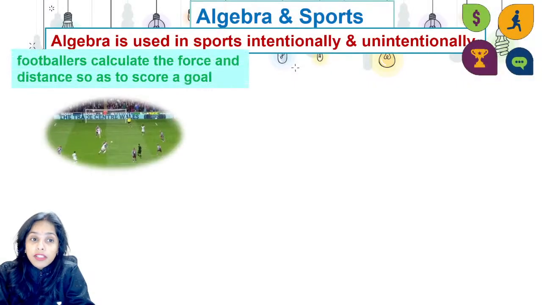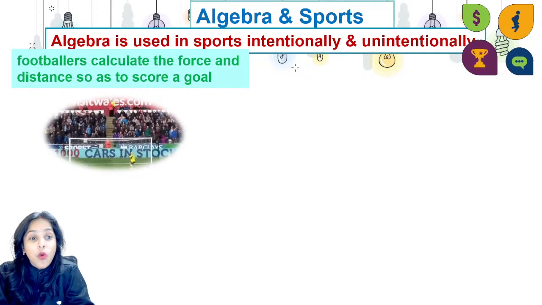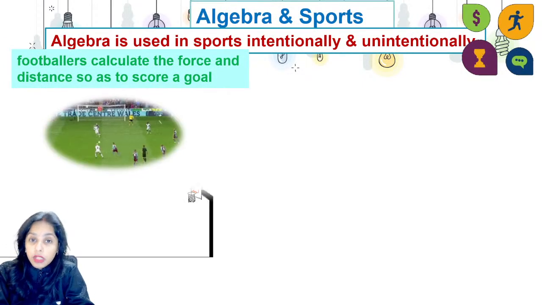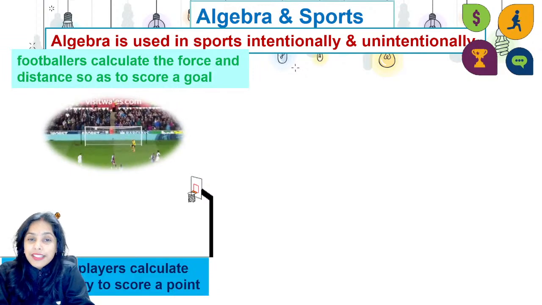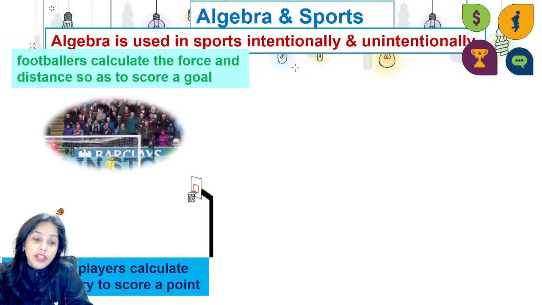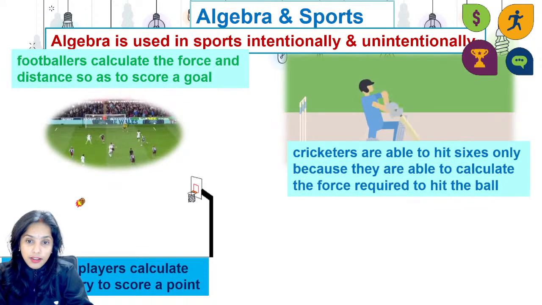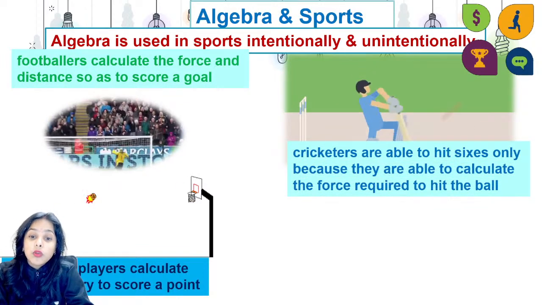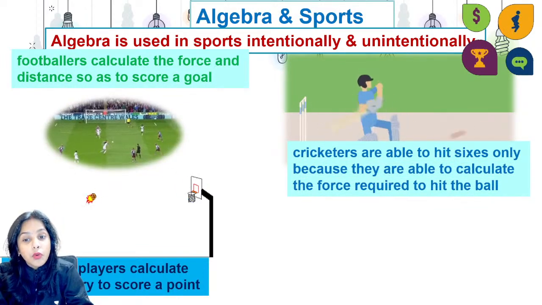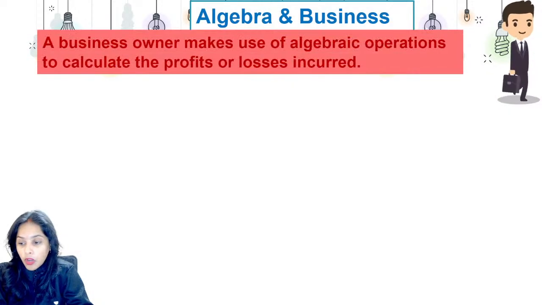Correct? Now, footballers calculate the force and the distance so as to score a particular goal, right? Basketball players calculate the trajectory to score a particular point. Cricketers are able to hit sixes only because they are able to calculate the force required to hit that particular ball. What are the other uses of algebra?